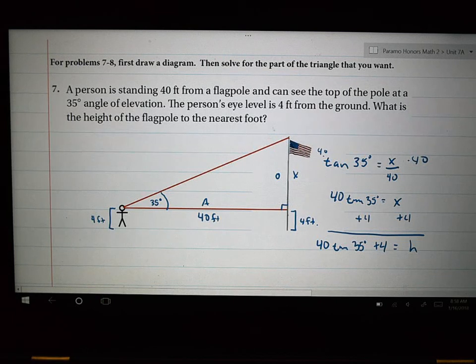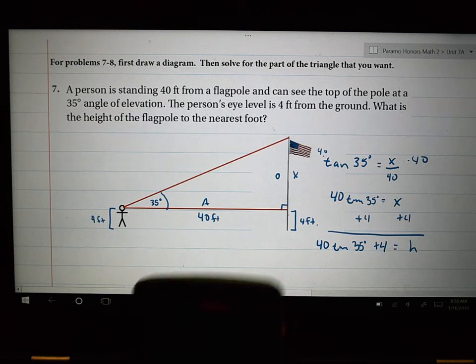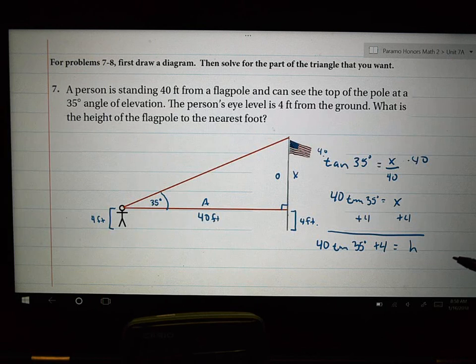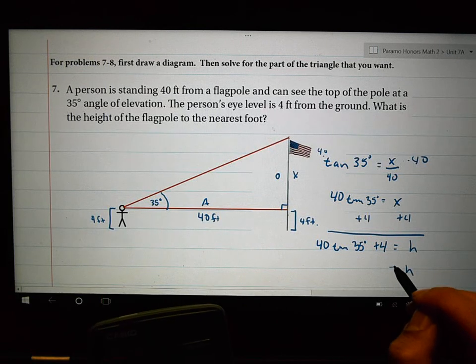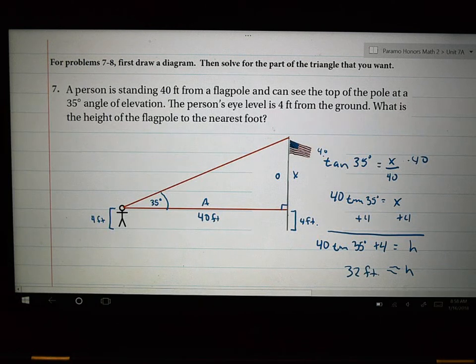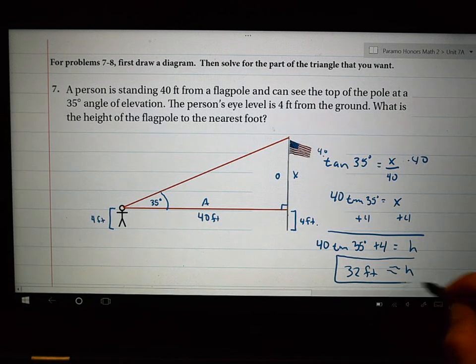Get my calculator. Making sure I'm in degrees, which I am. 40 tangent of 35 plus 4. Let's see if you're getting it to the nearest foot. If you got 32 feet, please raise your hand. I can see how many of you already did it. Wonderful.